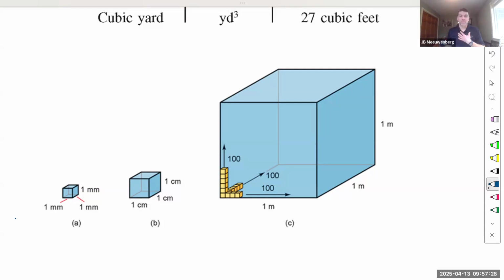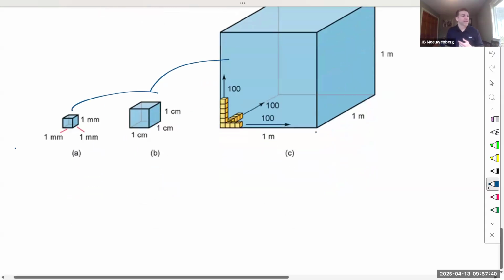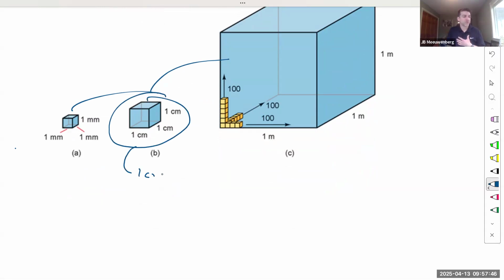And so it's also important to understand how many it takes of one of these to make up the next one. And having a good understanding of the metric system is important. And so let's first talk about how many cubic centimeters. So this is 1 cubic centimeter. How many of these would fit into a cubic meter? Take a moment and see if you can answer that question.